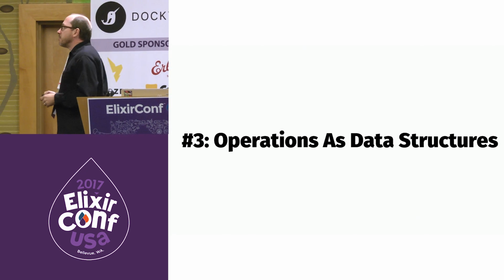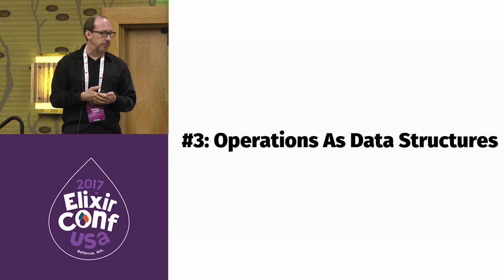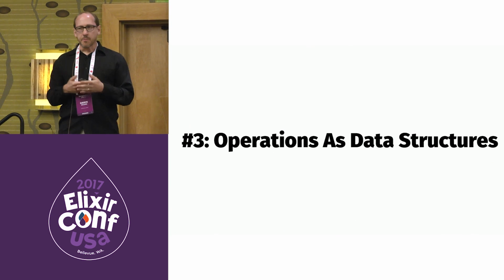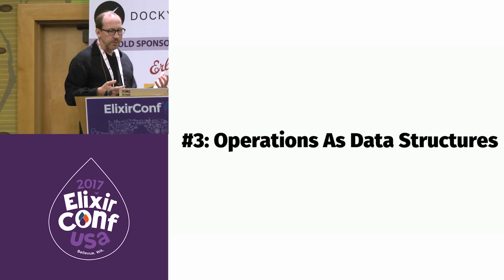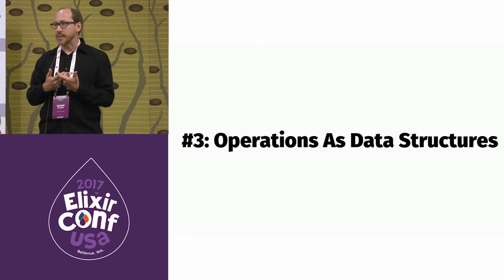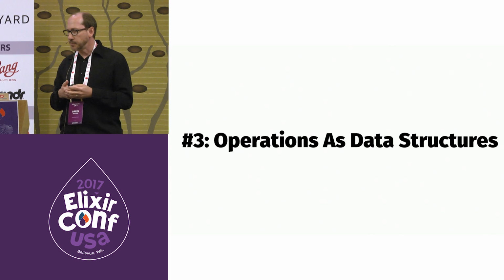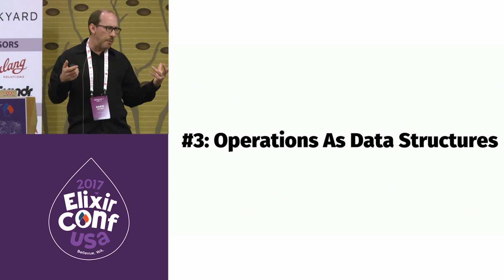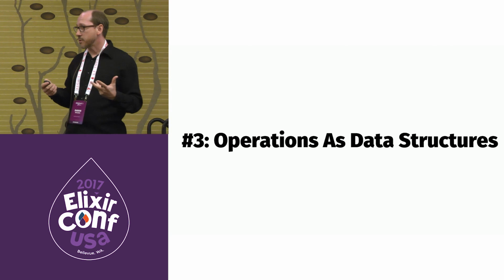Big idea number 3, operations as data structures. This sounds a little abstract. Think back to the active record pattern that we looked at earlier. In that case, we made changes to the database by manipulating the in-memory representation we had of that record and then shooting it back to the database. So these objects that represent database records are the primary data structures that we work with.